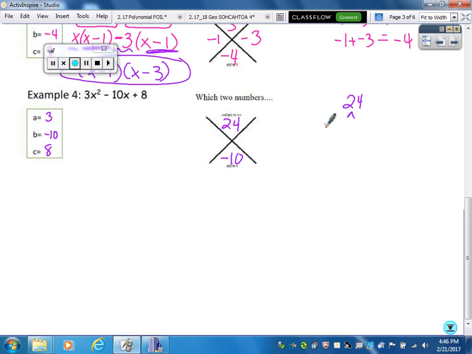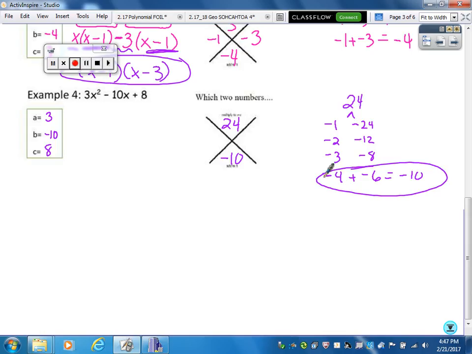So let's start it out here. Negative 1 and negative 24, negative 2 and negative 12. Ooh, that's close. That's negative 14. Negative 3 and negative 8. That's negative 11. Negative 4 and negative 6. That's the one. Those add to negative 10 right there. So negative 4 and negative 6. Again, it doesn't really matter which order you put it in, but when you're writing this, it just makes sense if you put the multiple of 3 on the side with 3, and if you put the negative 4 on the side with the multiple of 4.